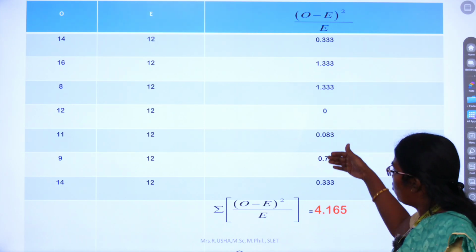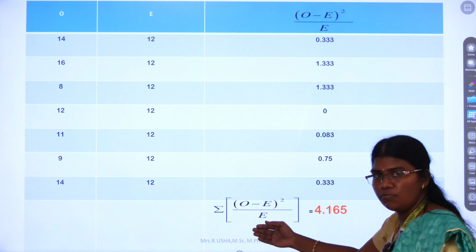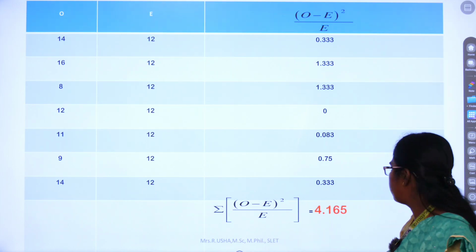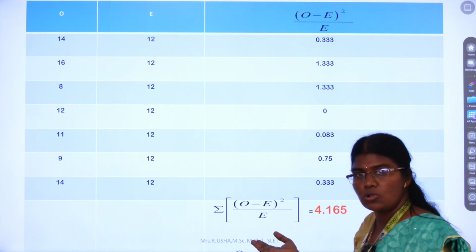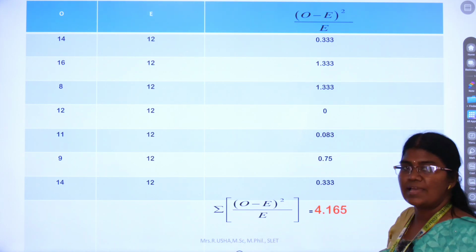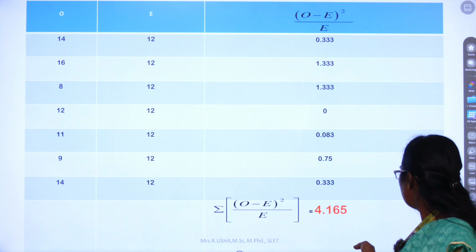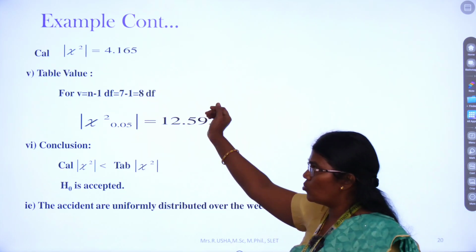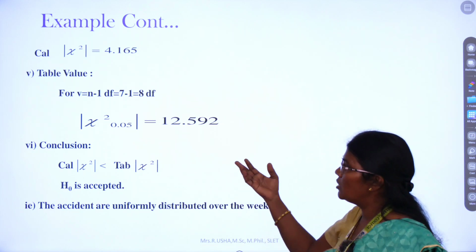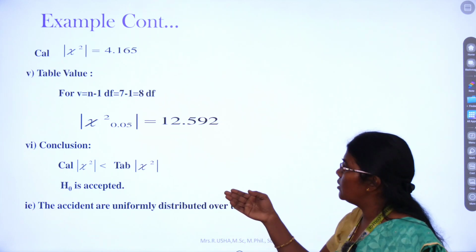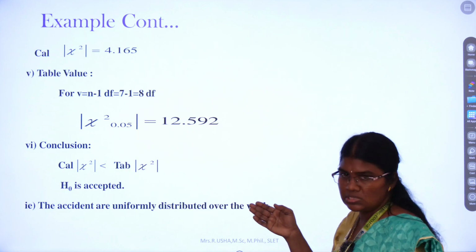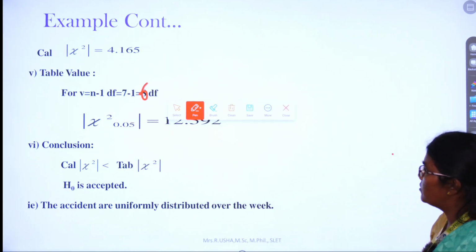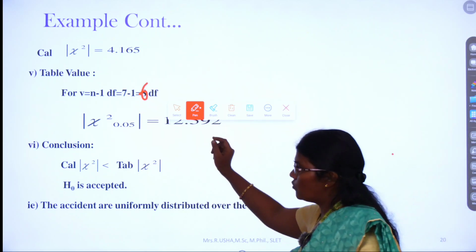Therefore, the sum of these values, that is the summation of (O minus E) whole squared by E, will be equal to 4.165. This value is called our calculated value, that is, calculated chi-square is 4.165. Next, the table value is already given. The table value for n minus 1 degrees of freedom, that is 6 degrees of freedom, is 12.592.